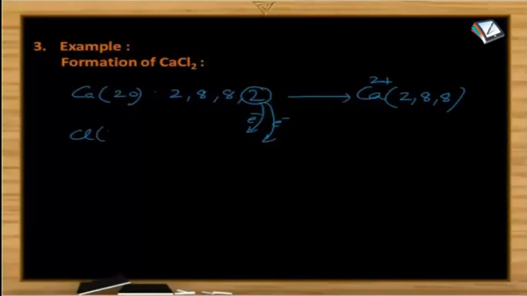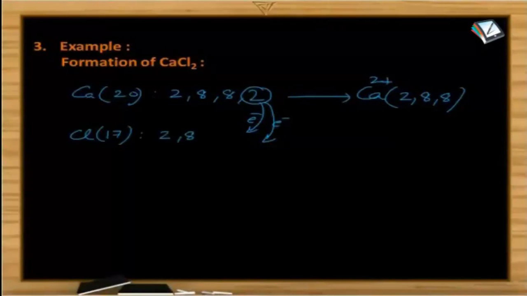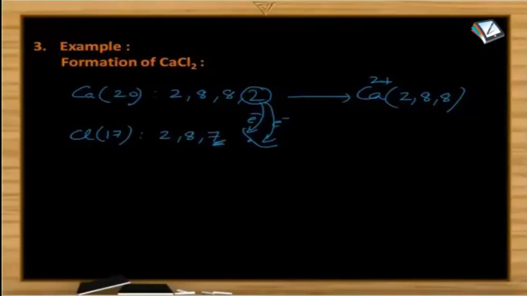Chlorine's atomic number is 17. How do we write the configuration? 2, 8, 7. So it requires one more electron. Now here, even though calcium is losing 2 electrons, chlorine does not require 2 electrons. So out of the 2 electrons, one chlorine atom will accept only 1 electron, and the second electron is accepted by one more chlorine atom.